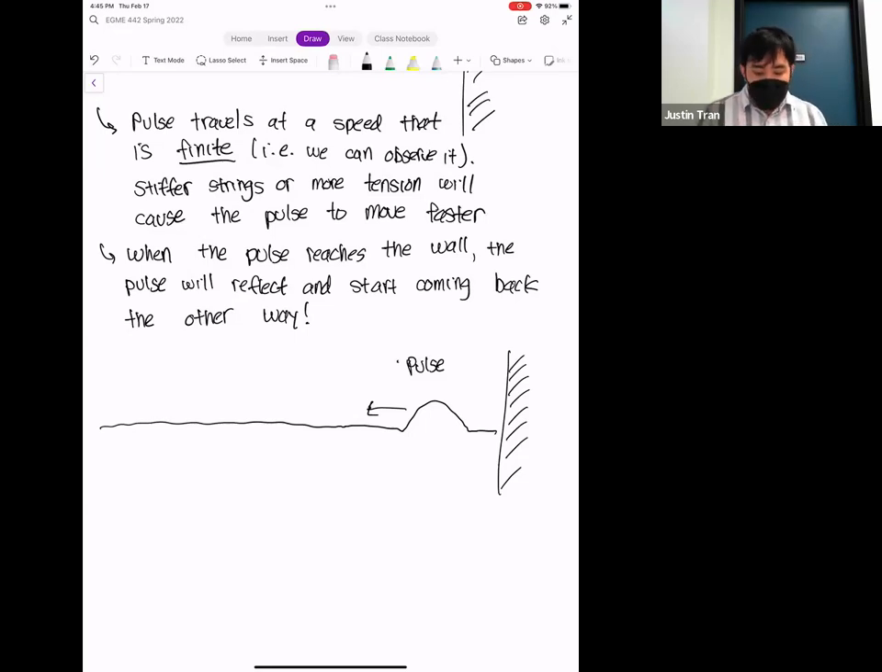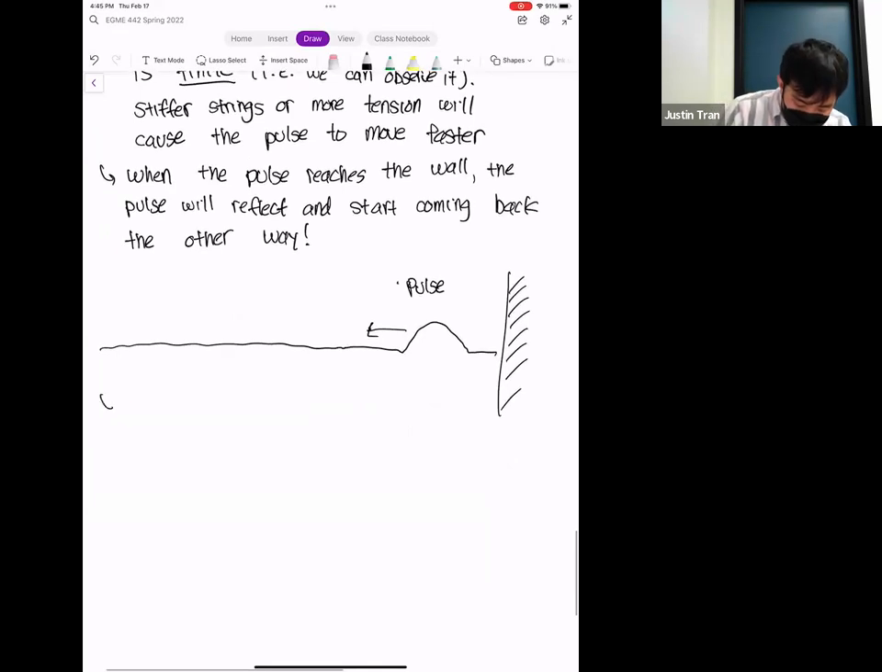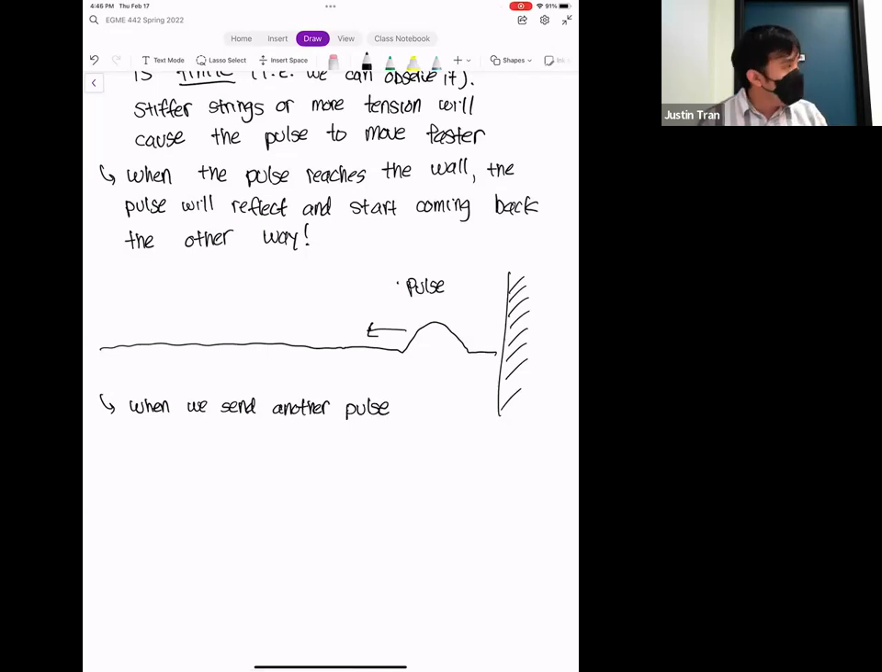Okay. And so, knowing that our pulses are going to reflect, let's talk about what happens when we send another pulse down. When we send another pulse, the new pulse and the old pulse are going to eventually meet. And they're going to have nice pulse babies. No, just kidding. They're going to interact with each other, right?